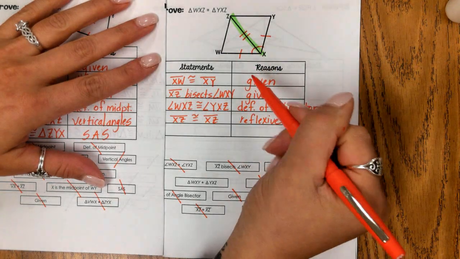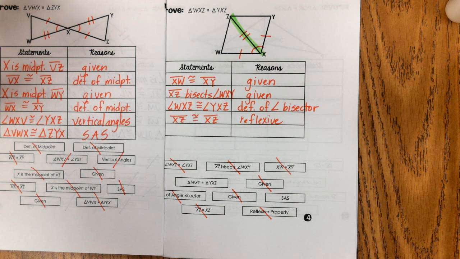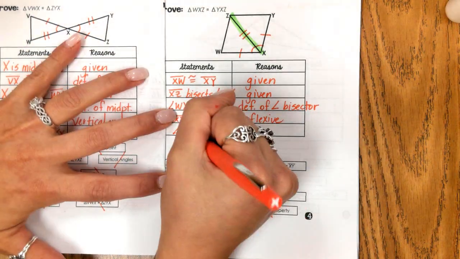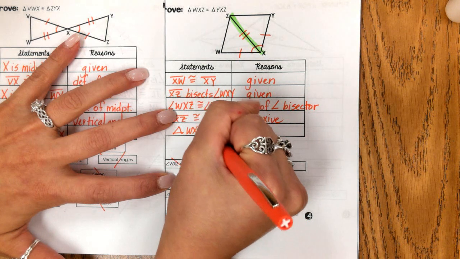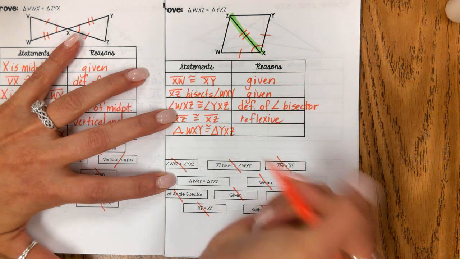And then from there you can prove side angle side. The two triangles are now congruent. So triangle WXY is congruent to triangle YXZ.